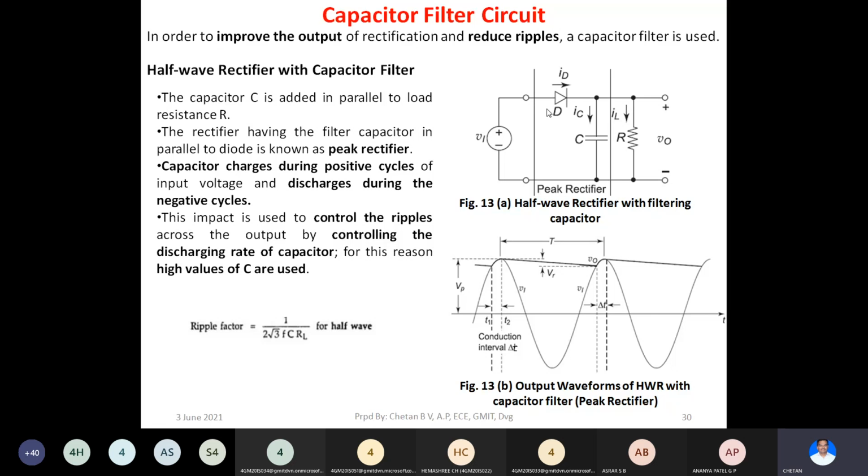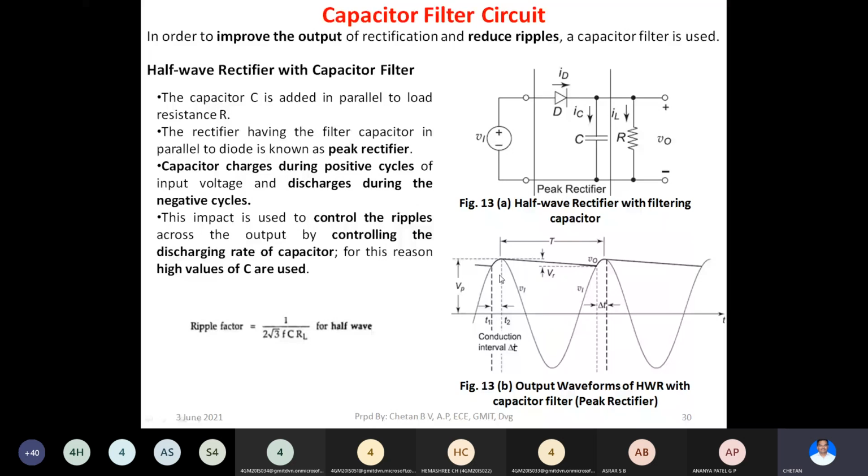During the negative half cycle, as usual, this diode will be reverse biased. It is an open circuit, so the capacitor would continue discharging and it will send the current through this load R. That is what is indicated in this waveform.